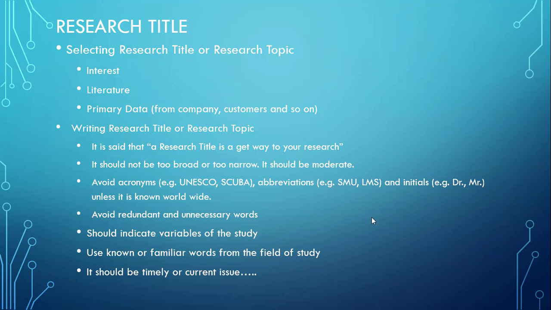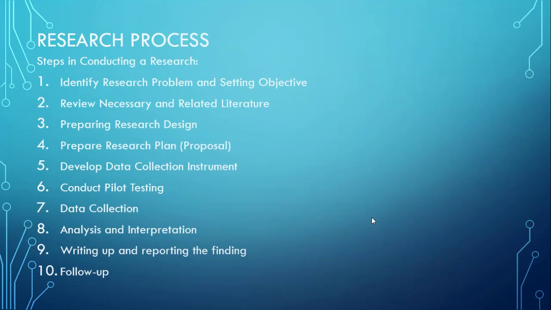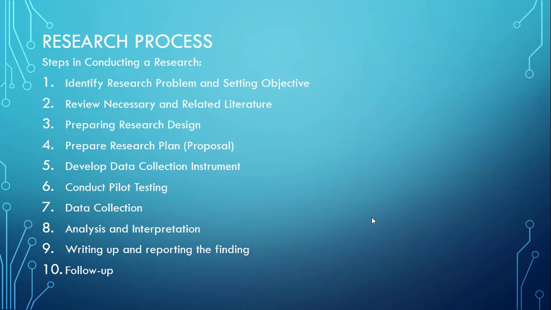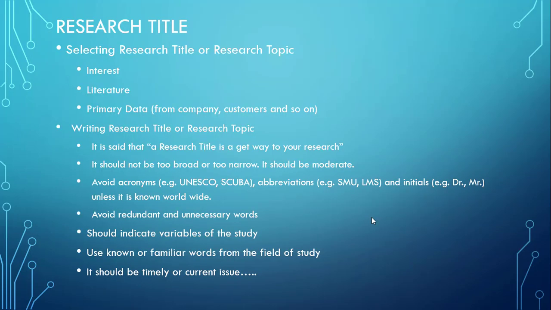Do I have literatures? Do I have enough secondary data in there? If you remember the first slides when we discussed the research, the second step is you have to review necessary and related literatures, right? So you have to know whether you are able to acquire enough literatures in that specific subject matter.